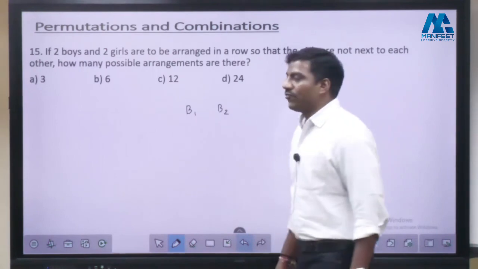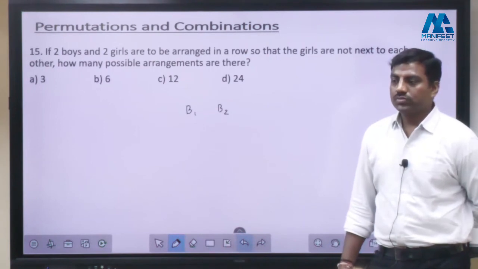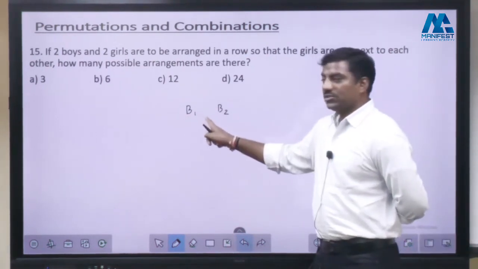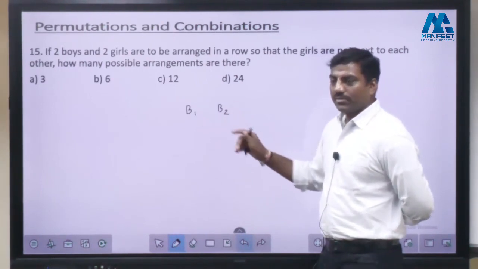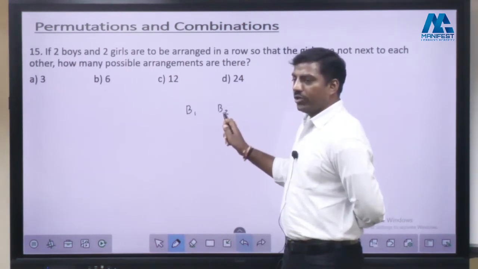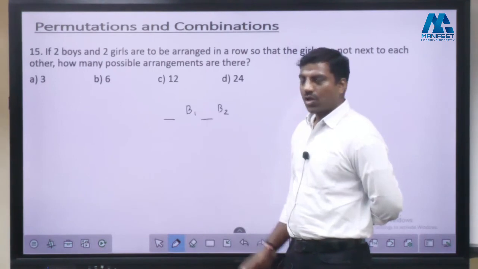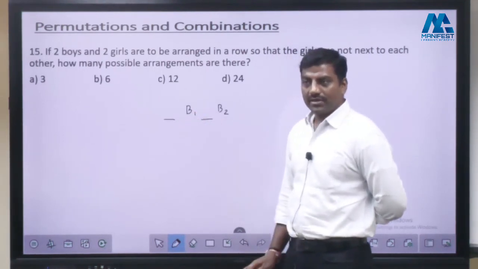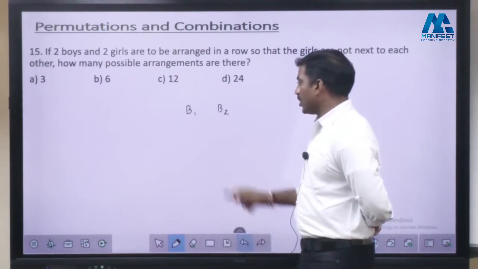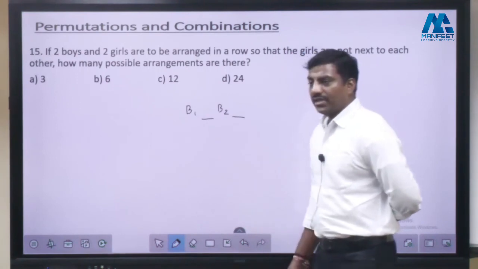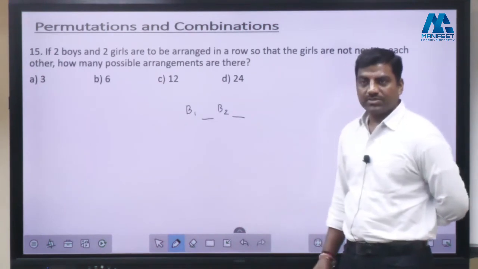how many positions are left for girls? 2. Which 2? This one and this one? What about this one? See, imagine, boy 1 is here, boy 2 here. Girl 1 can sit here, girl 2 can sit here. Or girl 1 can sit here and girl 2 can sit here. Similarly, tell me, girl 1 can sit here and girl 2 can sit here. And girl 1 here, girl 2 here, interchange, possible?